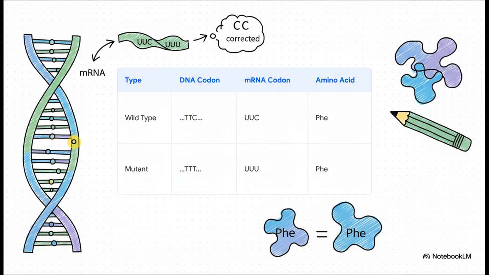Now look at the mutant. The DNA changes to TTT. That gets transcribed to UUU. But here's the magic. UUU also codes for phenylalanine, so even though the DNA is different, the protein product is identical. The genotype changed, but the phenotype didn't.